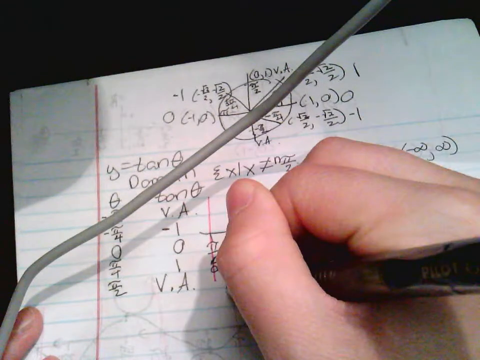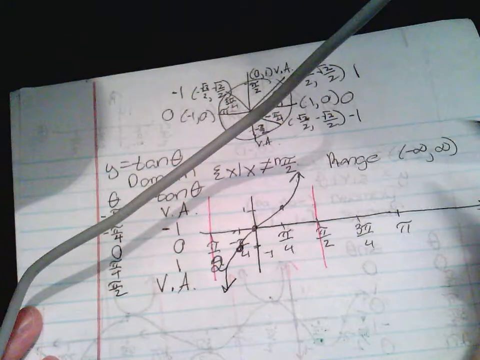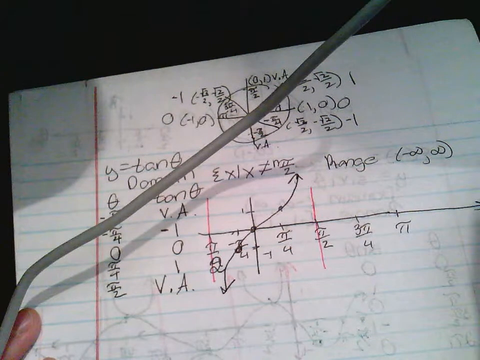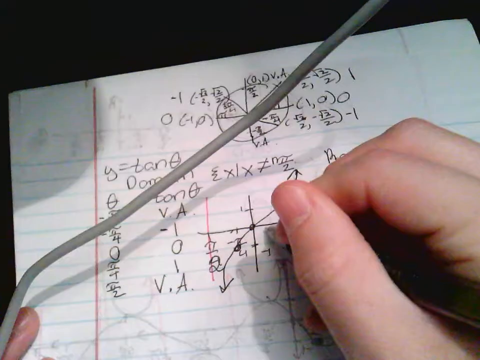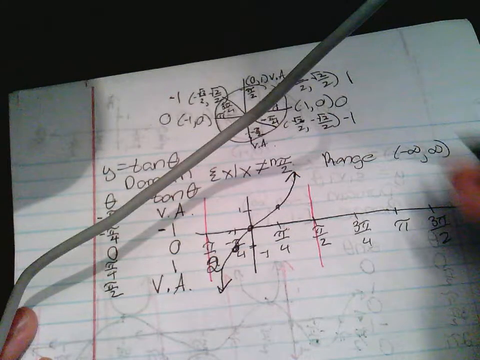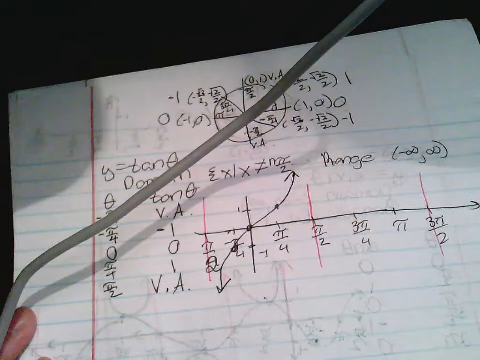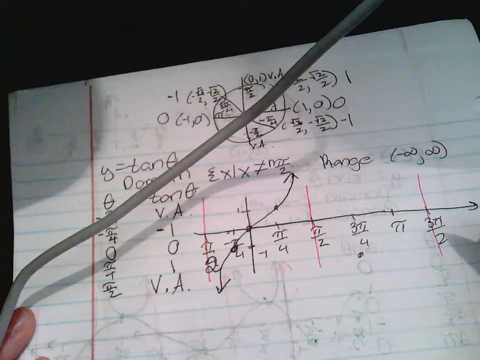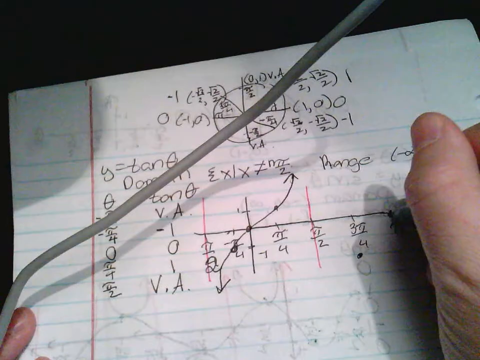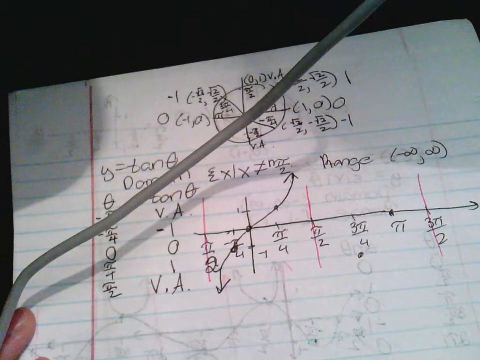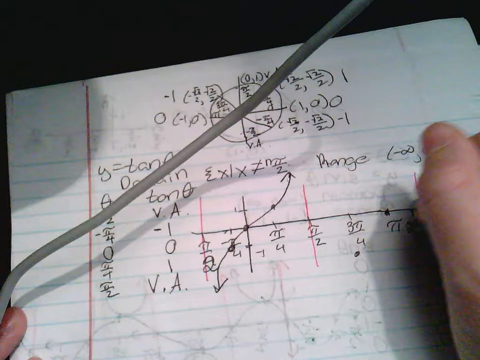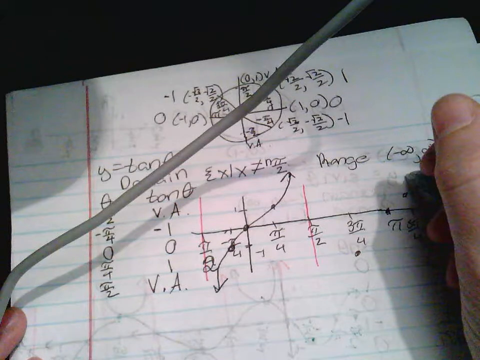And if you do it again, I'm just missing 3 pi over 2 here. So that's 1 cycle, this would be 2 cycles. So 3 pi over 2 is going to be negative 1. Pi is 0. And then I forgot about 5 pi over 4. So something like that. Okay, so that's 2 cycles of tangent.